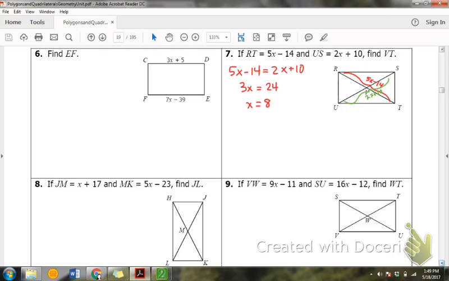So we're getting x to be 8. If it's asking us for VT, that's only half of the diagonal, right? So if I figure out how much the whole diagonal is, I can figure out how much it is.